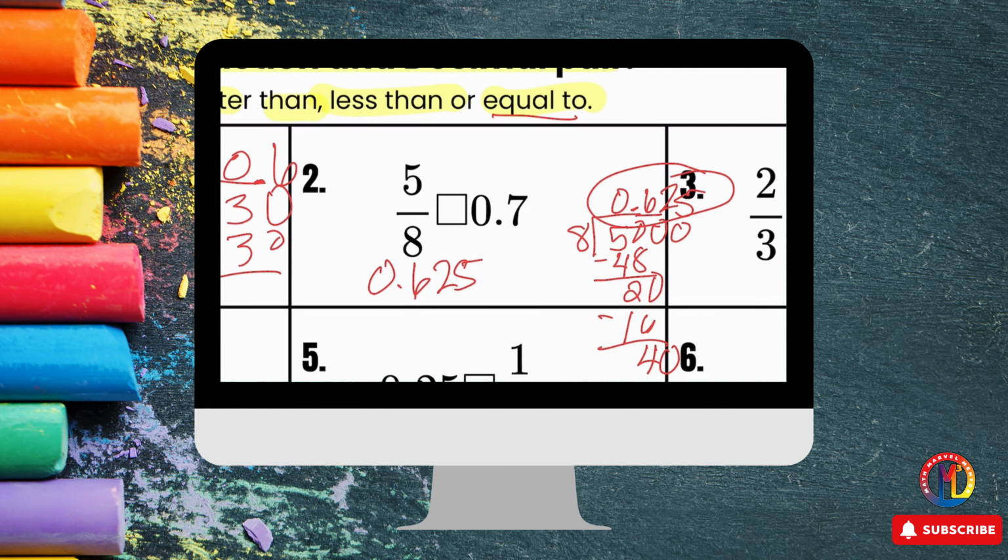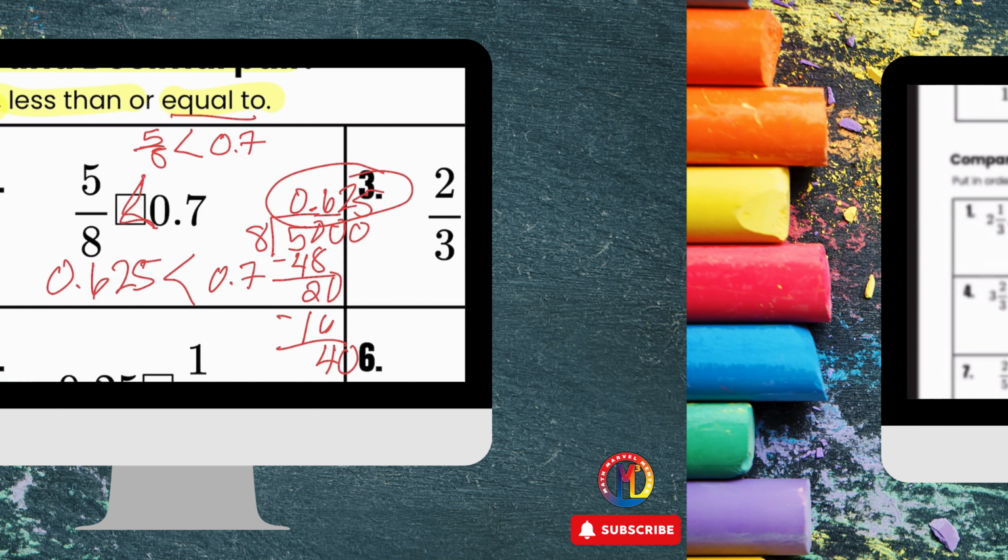625 thousandths compared to 7/10. Okay, so 7/10 is greater than 625 thousandths. So the 7/10 is greater. When I write my inequality, we're going to say the whole number sentence here: 5/8 is less than 7/10.